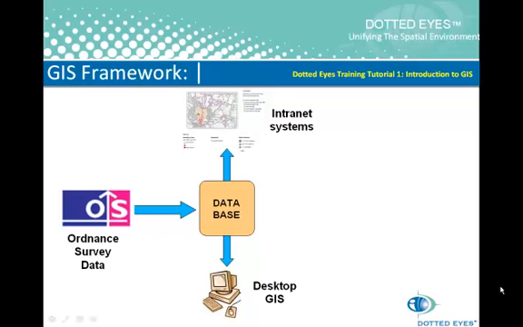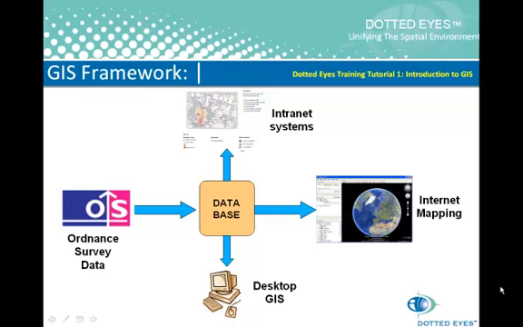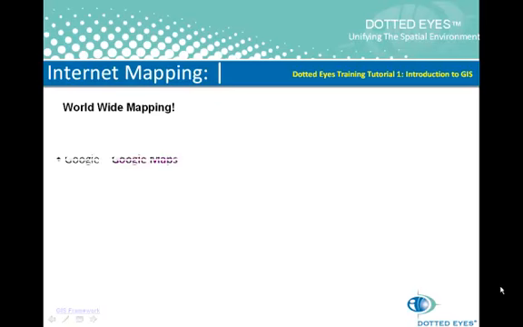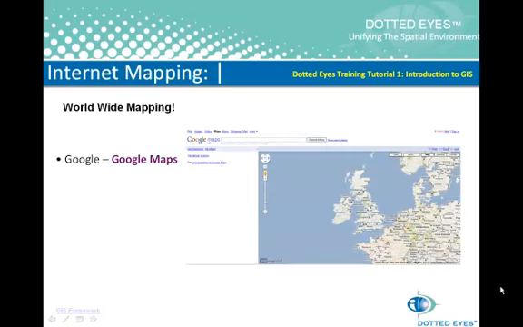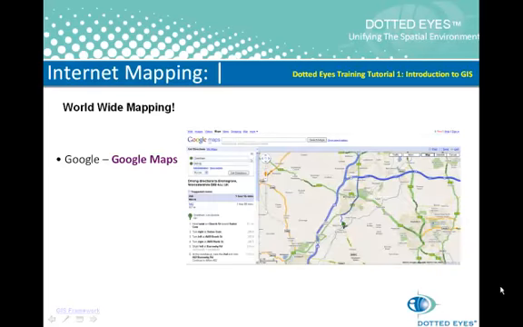The third way of visualizing GIS data is across the World Wide Web. Examples being Google Maps, whereby if we zoom into a particular location, we get the relevant map up. There's also additional functionality in these web-based systems, whereby we can actually generate routing and directions from one point to another point.